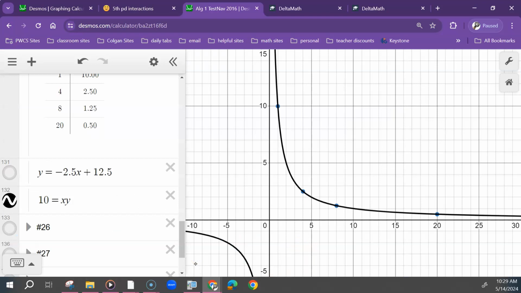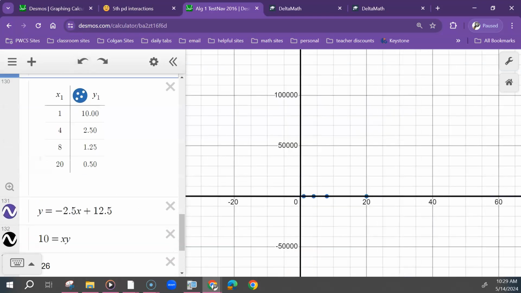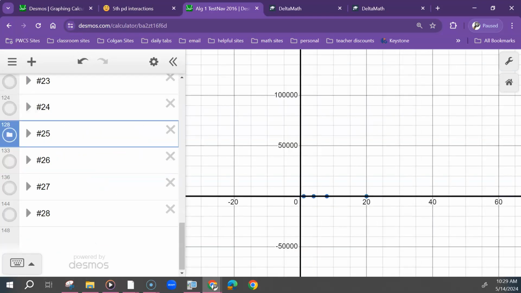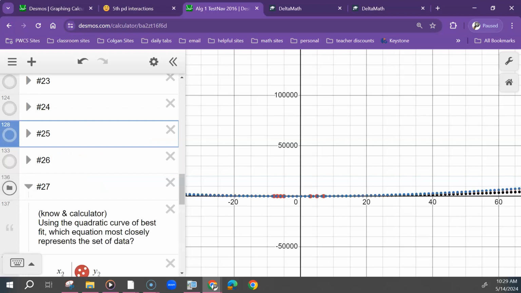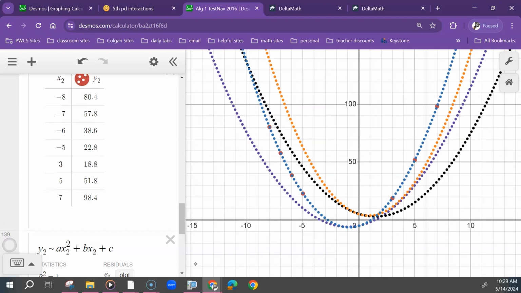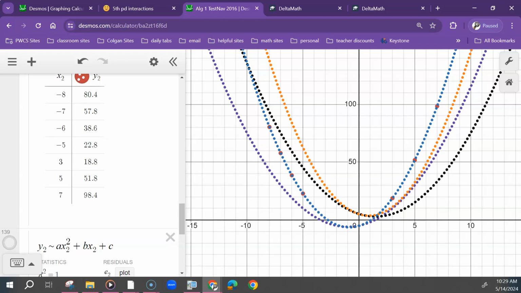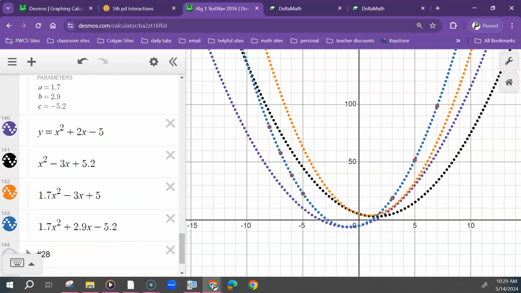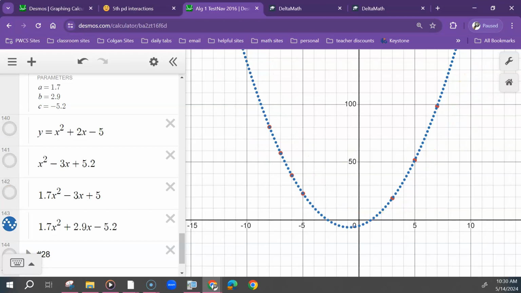So with 27, you do a couple different things. I already have mine set in here. But you would type in your table, and then you could either type your answer choices into the multiple choice and see which of those matches. So my original points were these red dots. And the only one that goes over those red dots is the blue one. And I would say that's my answer.